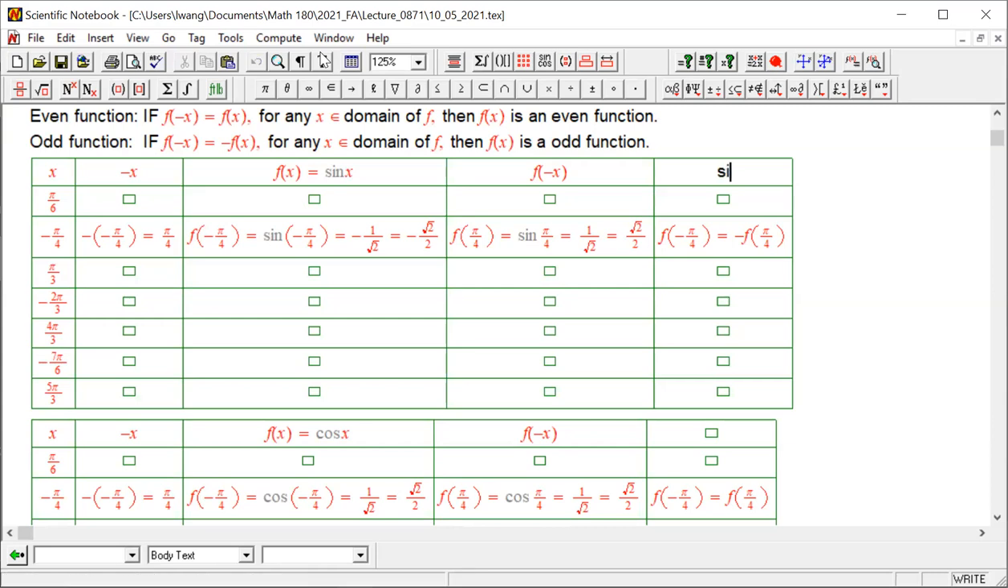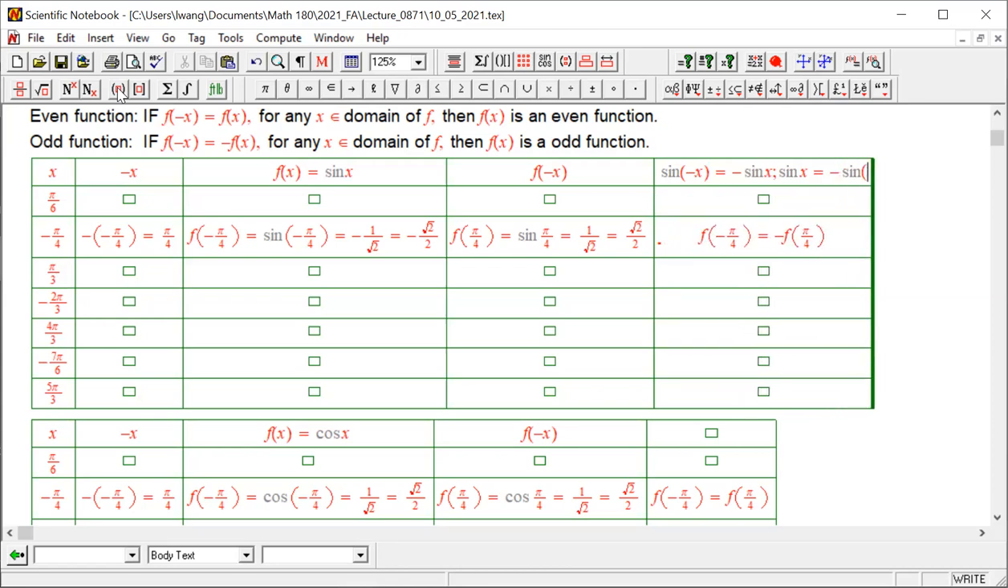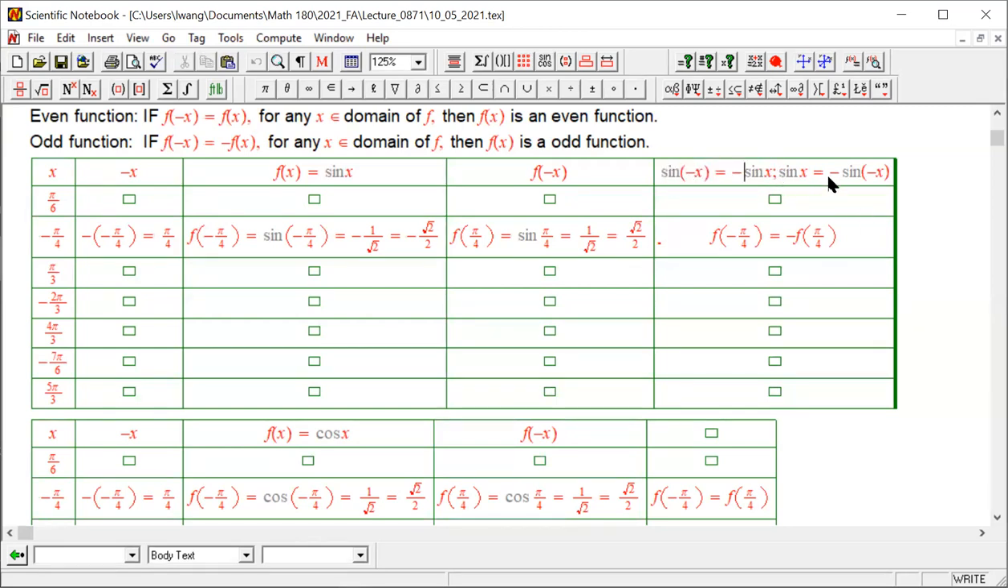Sine of negative x is negative sine x. Also, sine of x is equal to negative of sine of negative x. That's what we just covered, right? And we primarily want you guys to show this piece. But once you get this piece, you just multiply both sides by a negative sign, you get the other one. So that's not a big deal.